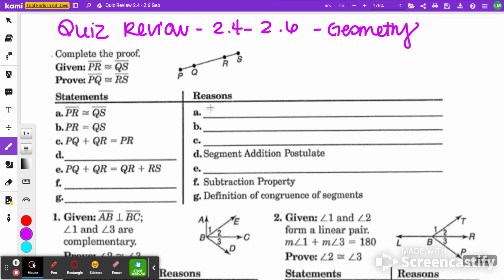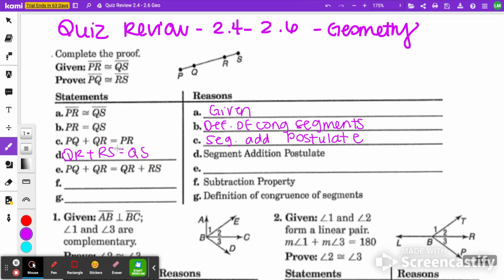Our reason for letter A is the given, because that was what our given statement was. Then it says PR is equal to QS. This would be the definition of congruent segments. When we have PQ plus QR is equal to PR, that is the segment addition postulate. And you'll notice you're going to have another one right below that, and that's okay. The other segment addition postulate could be QR plus RS is equal to QS.